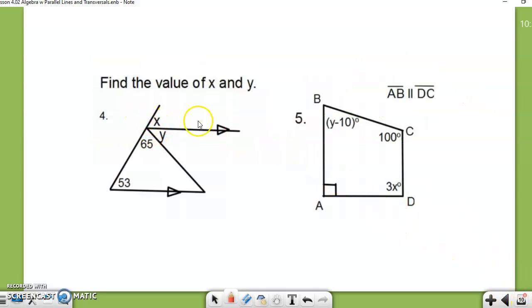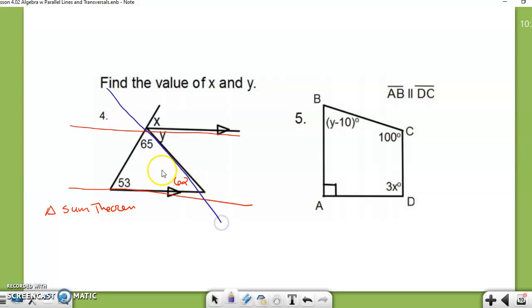Okay, when I'm looking at this one, I've got some notation here that tells me that this line right here is parallel to this one. The first thing I want to use is triangle sum theorem. Every triangle has 180 degrees in it, so 180 minus 65 minus 53 makes this 62. And then notice I've got parallel lines and a transversal here. Y is alternate interior with this angle, so Y is 62 degrees.